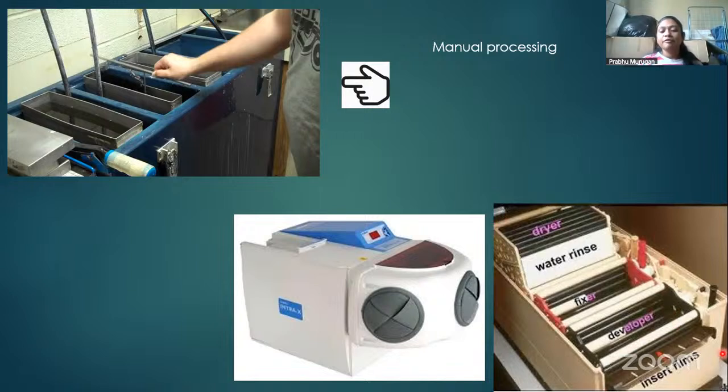You can see here, right? Film is inserted here. Developer, fixer, water, and then it will get dried. Manual versus automatic.